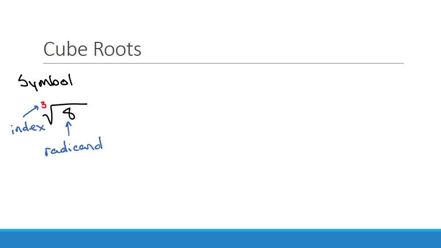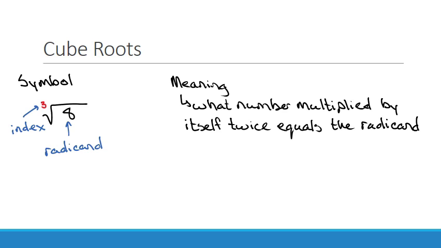Same names, index, radicand. The meaning, what number multiplied by itself twice equals a radicand? So what that looks like is I pick a number, so 2 times itself twice. So 2 times 2 times 2. That equals 8. Therefore, the cube root of 8 is 2.